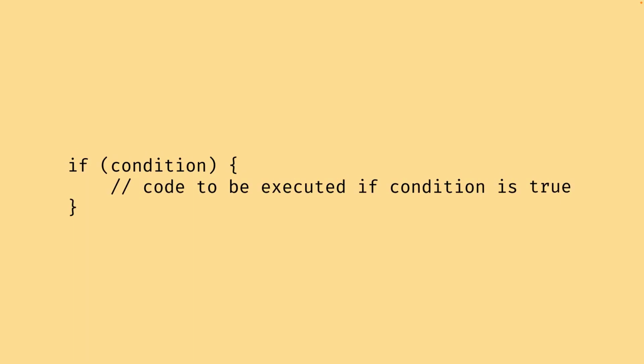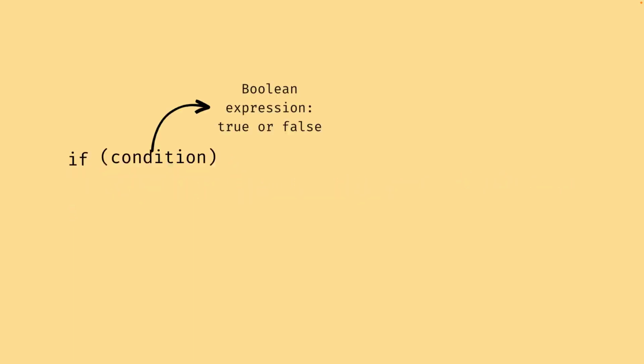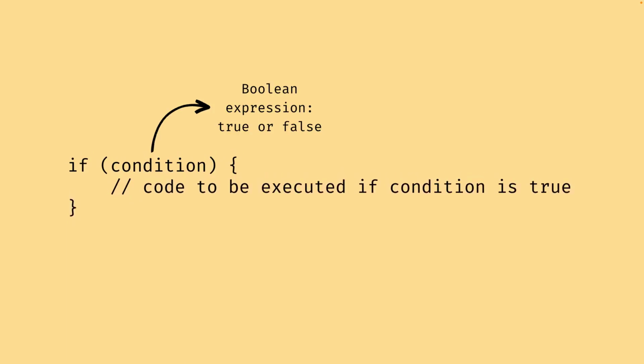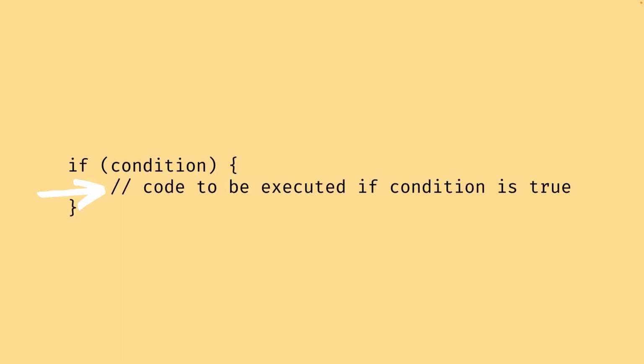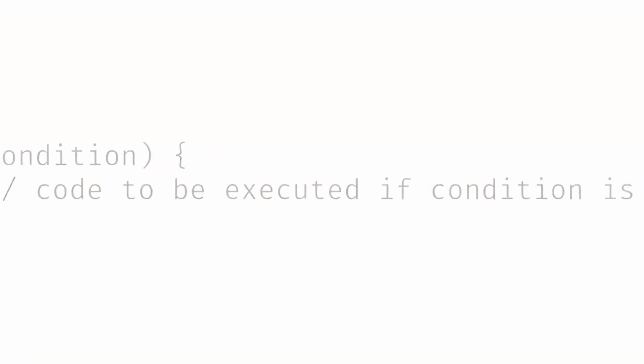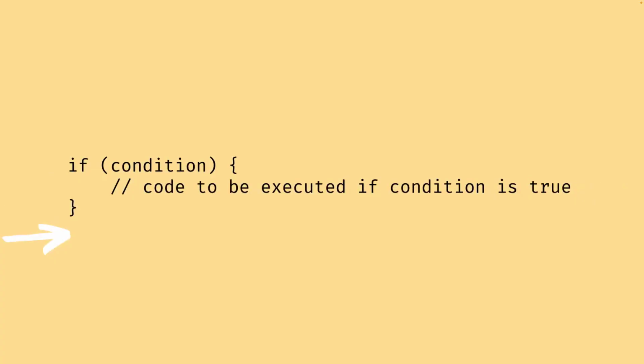Here is the basic syntax of an if statement in Java. The condition must be a Boolean expression. That is, it must evaluate to either true or false. You could also simply insert true or false, but then it's no surprise what's going to be executed anymore. If the condition is true, the code inside the if statement's block will be executed. If the condition is false, the code inside the block will be skipped.